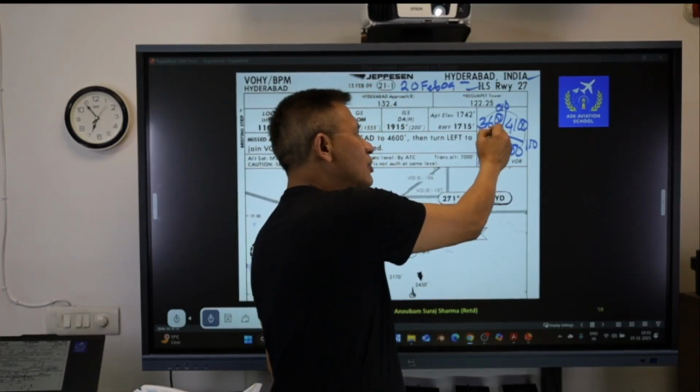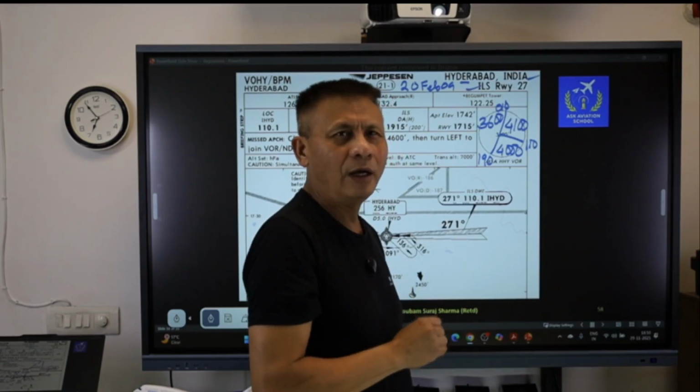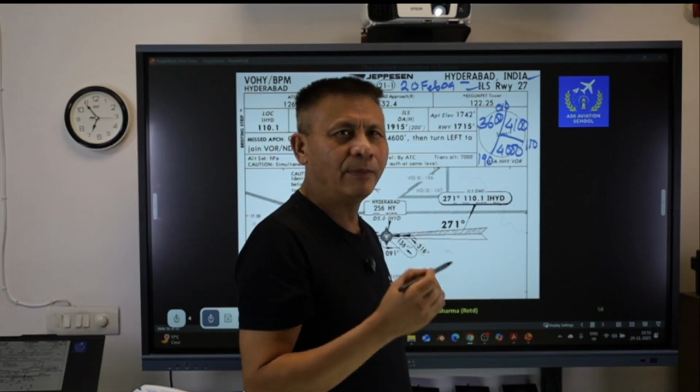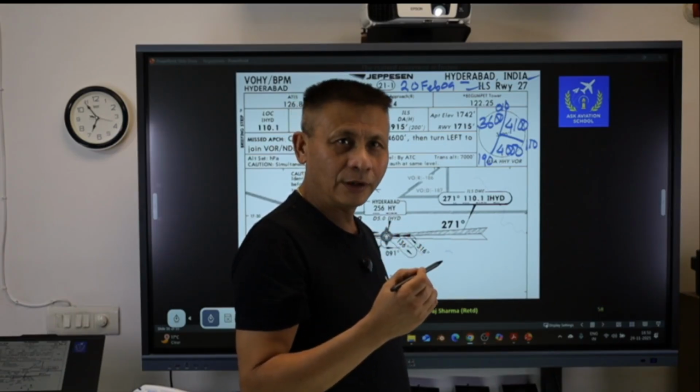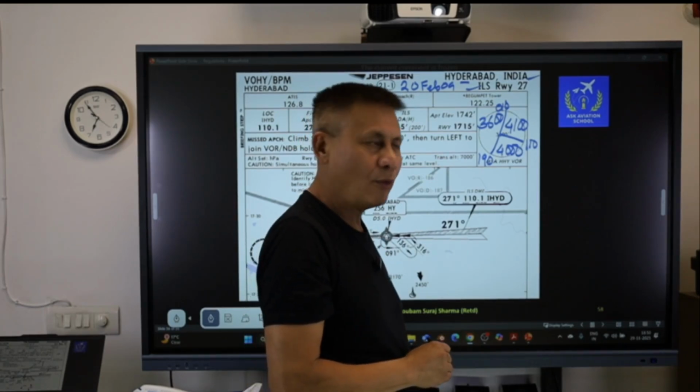This 3,600, 4,100, and the 4,000, they are known as the MSA. The name still remains the same, but however, it will be known as the minimum sector altitude. So that means to say that if you are in this sector, you can descend only up to 4,100.